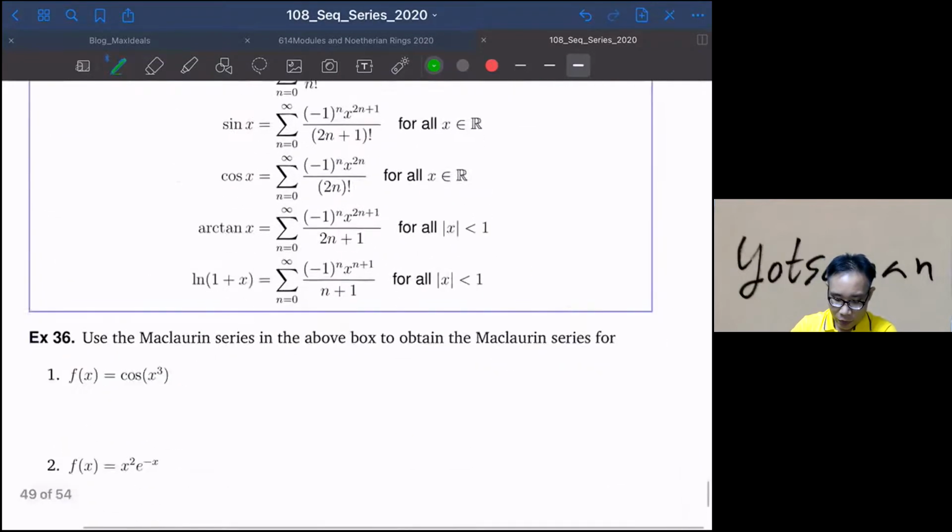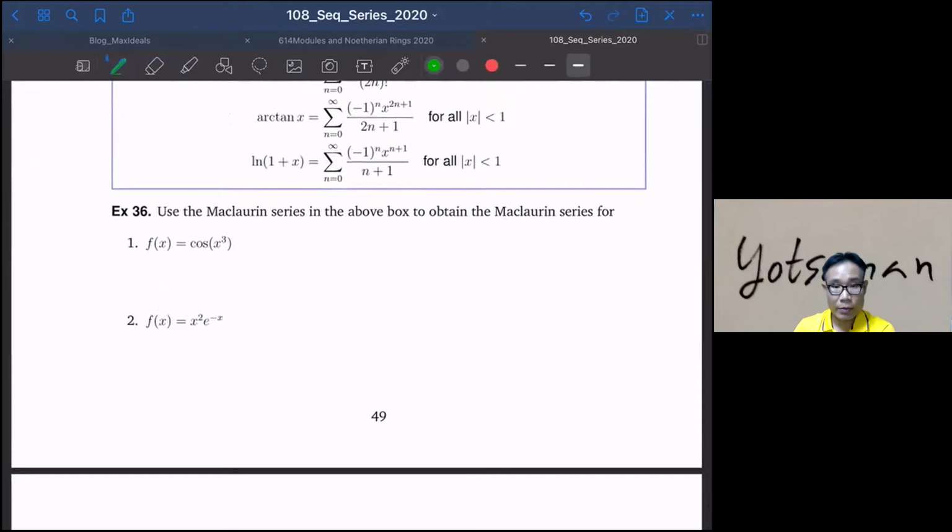Okay, I'll let you do this example 36 on your own. You have f of x equal to cos x to the third, and f of x equal to x squared e to the negative x. Try to find them on your own.